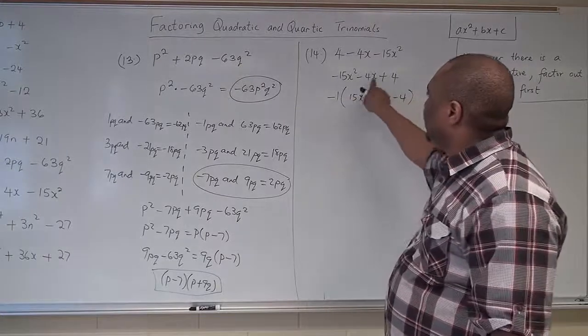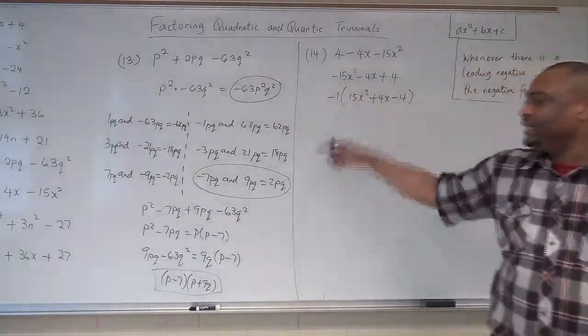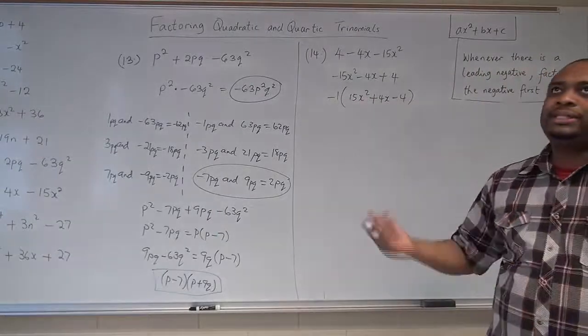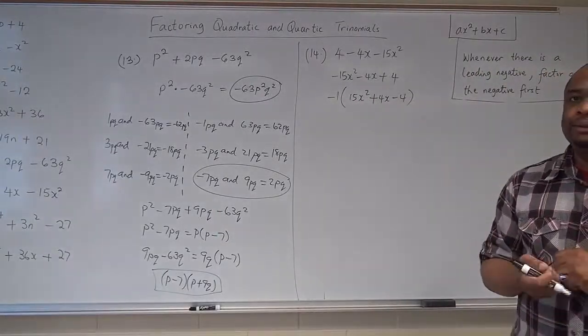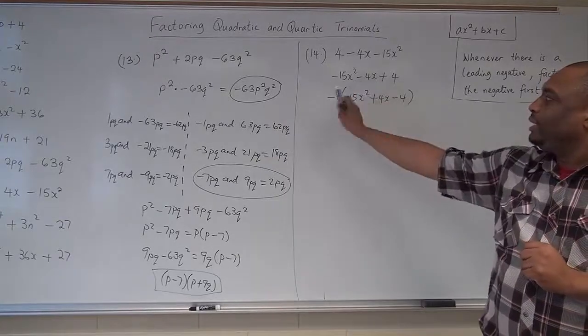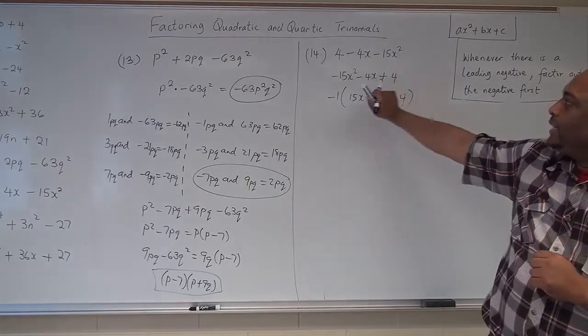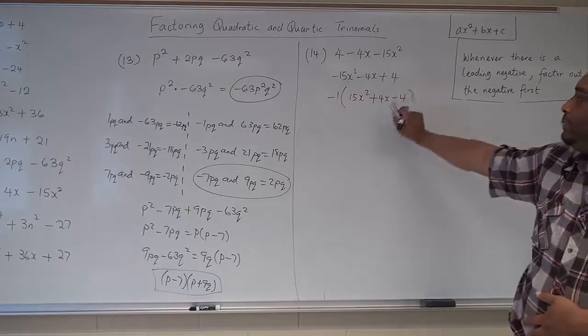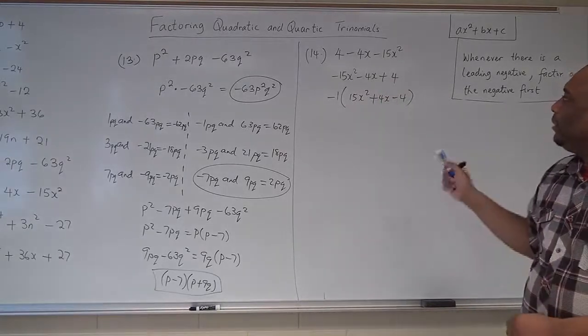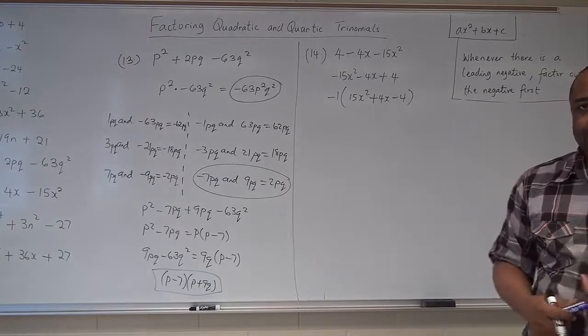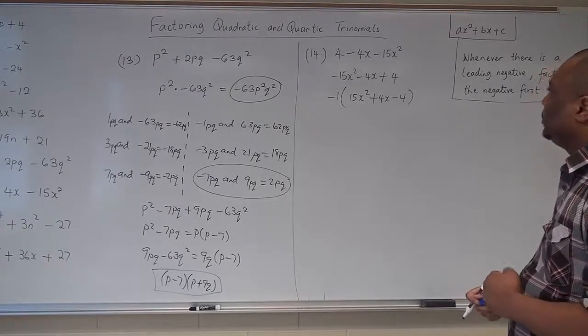Please take note of these, okay? Factoring by GCF. Just say that the GCF is negative 1. Negative 15x squared divided by negative 1 is 15x squared. Negative 4x divided by negative 1 is plus 4x. And then 4 divided by negative 1 is negative 4.